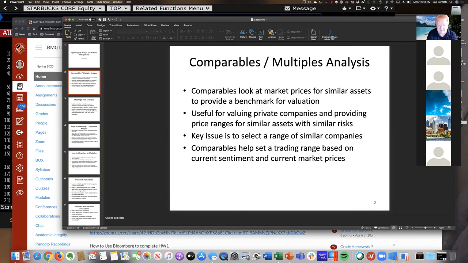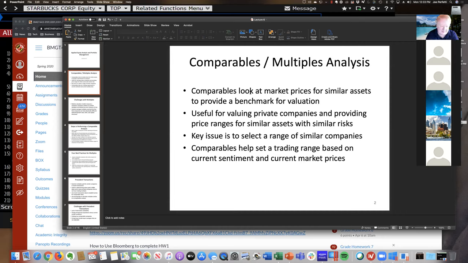And so what we're going to quickly realize is that multiples are just a rearranged academic equation. What they do is they look at similar types of assets, they look at the prices, and they try to infer pricing based on similarity.